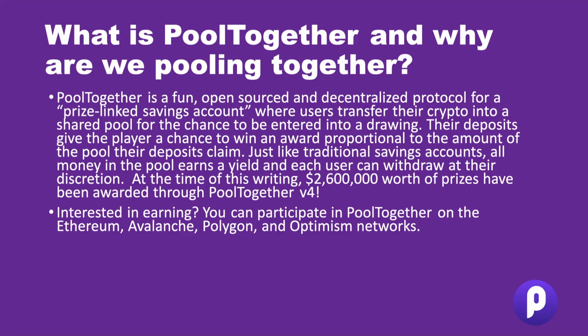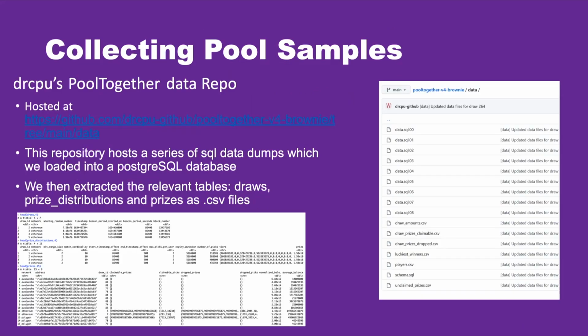Lots of money in terms of prizes has been awarded at the time of this writing. Over 2.6 million USD, as a matter of fact, have been awarded through PoolTogether version 4. You can participate in it on Ethereum, Avalanche, Polygon, and Optimism. So lots of choices of the chain depending on what you want to participate in.